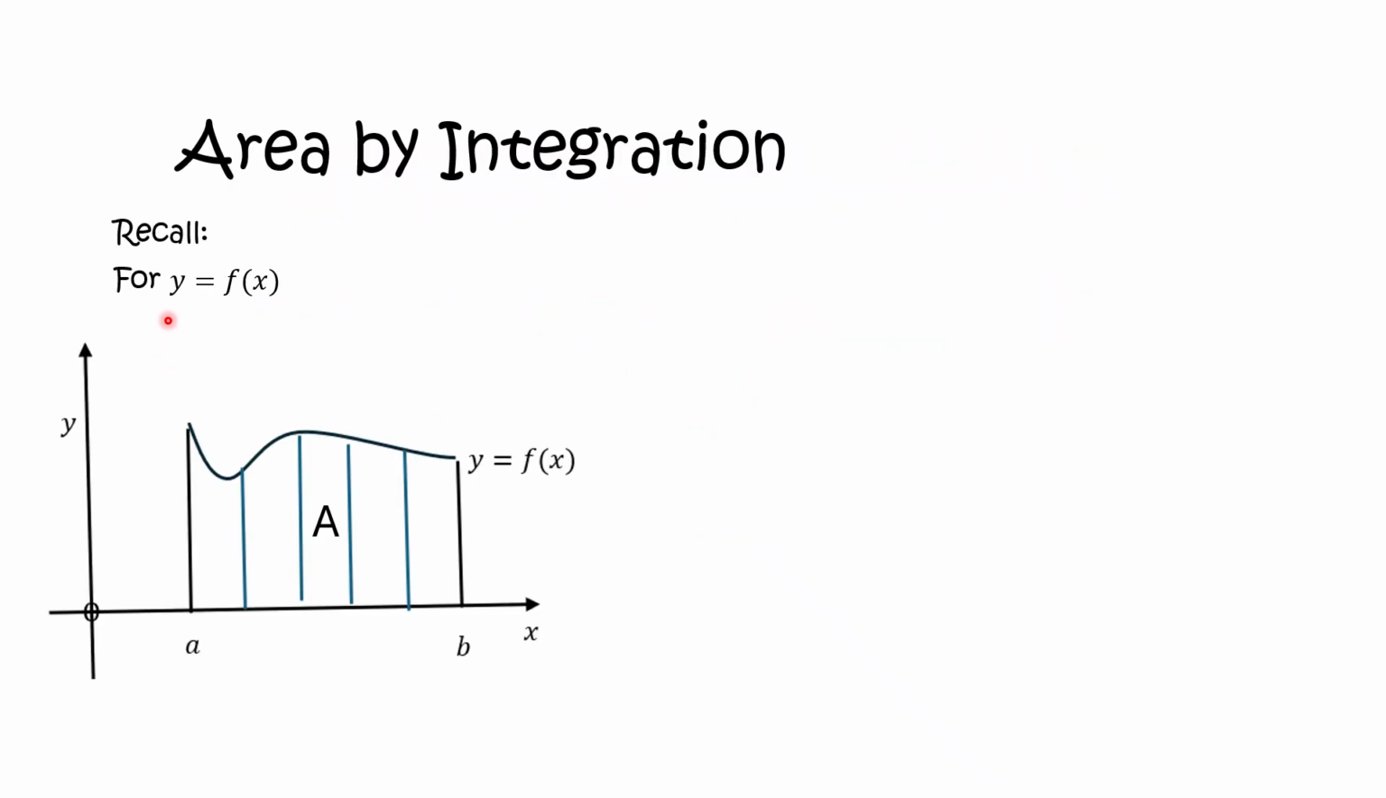Diving into today's business, recall, for y is equal to f of x, graphing it in the way that we have it in this graph, we can find the area A, which is the shaded part under the curve y is equal to f of x. Remember how we did it in the previous videos? So the area A will be given by the integration from a to b of f of x dx.